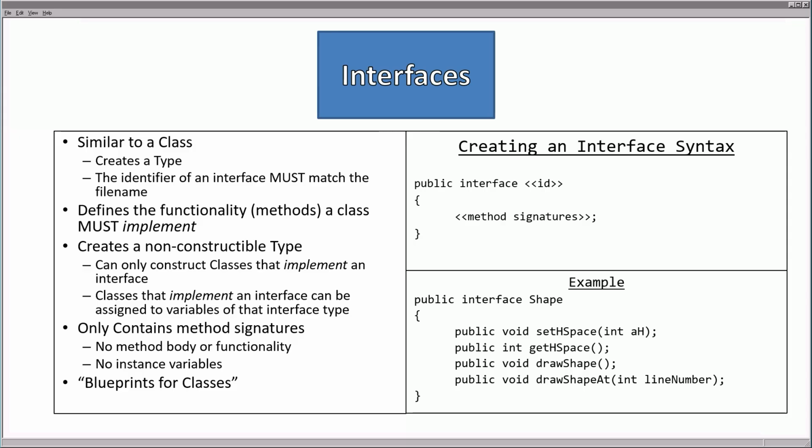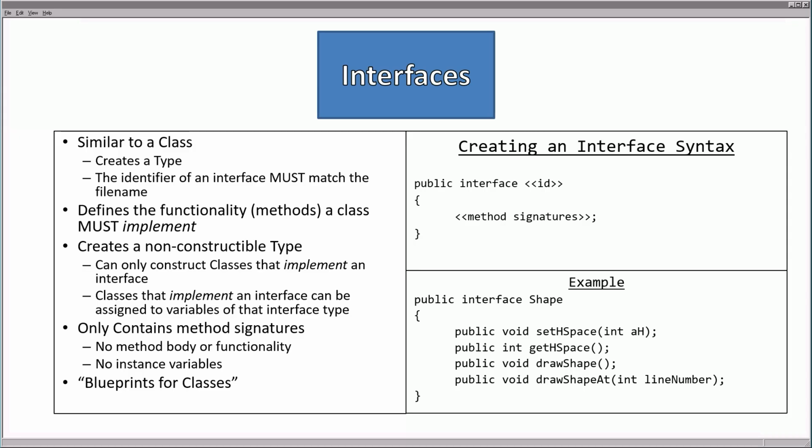Along with that, interfaces only contain method signatures. There is no method body or any kind of functionality. In addition to that, interfaces do not contain instance variables. One of the best ways to think about an interface is it creates a blueprint to create classes. And classes are blueprints to create objects. Interfaces define what a class must do.